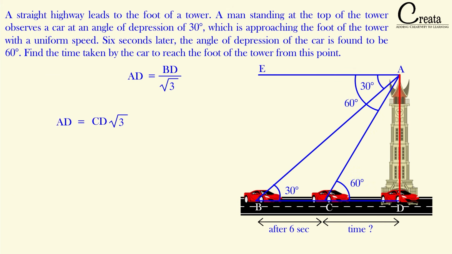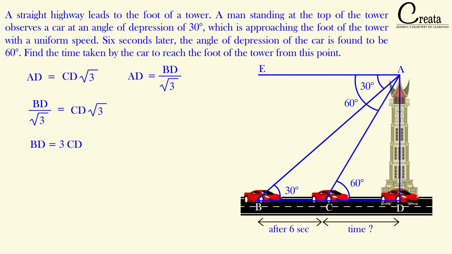From the first triangle, we got AD as BD upon root 3. From the second triangle, we got AD as CD root 3. So let's equate both the values. We got BD upon root 3 is equal to CD root 3. On solving, we got BD is equal to 3 times CD.